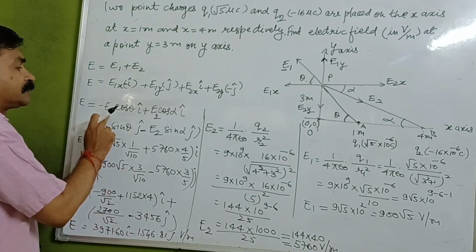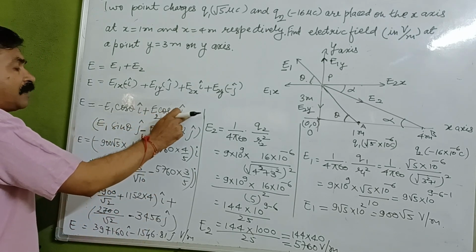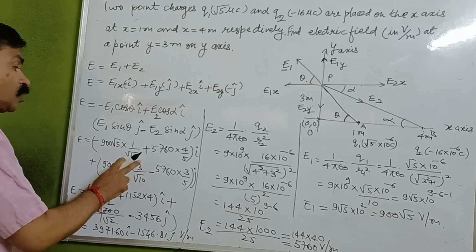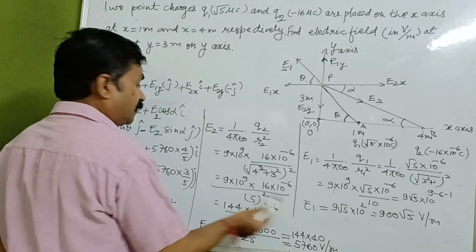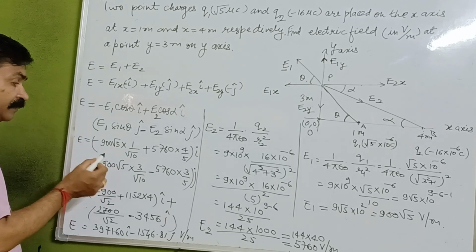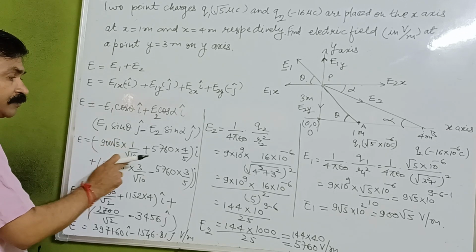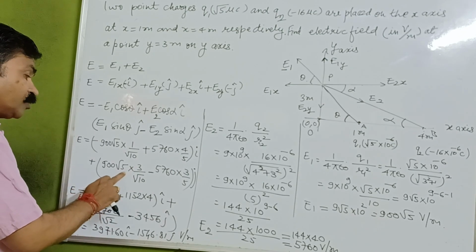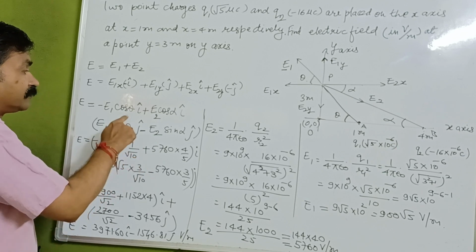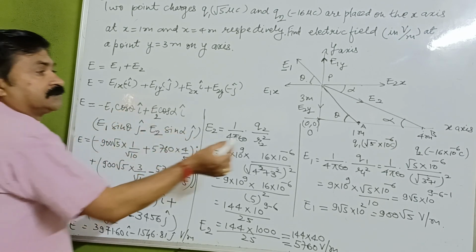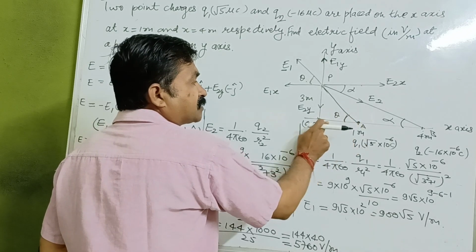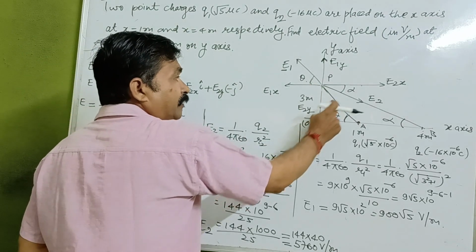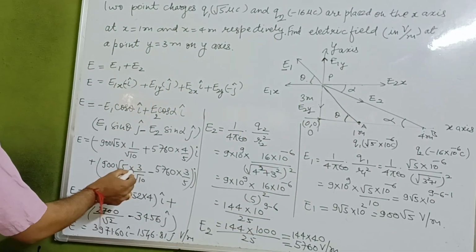Now if you substitute, minus E1 cos theta i plus E2 cos alpha i, E1 sin theta j minus E2 sin alpha j. Ultimately if you substitute the values of E1 and E2, we have minus 900 root 5 into 1 upon root 10 plus 5760 into 4 upon 5 i. Now cos theta is 1 upon root 10, base upon hypotenuse. Similarly for sin theta, perpendicular upon hypotenuse, that is 3 upon under root 10.